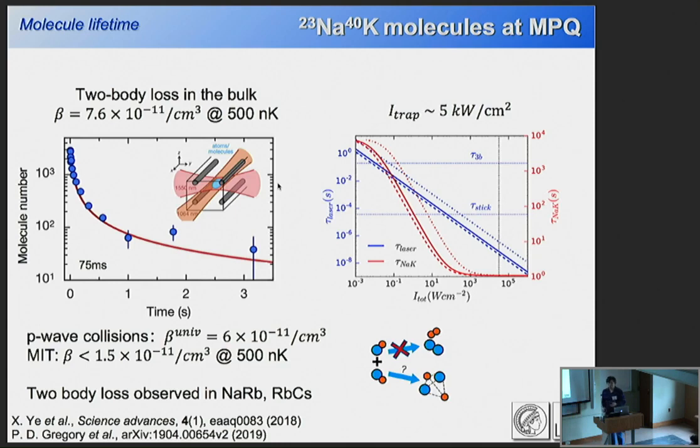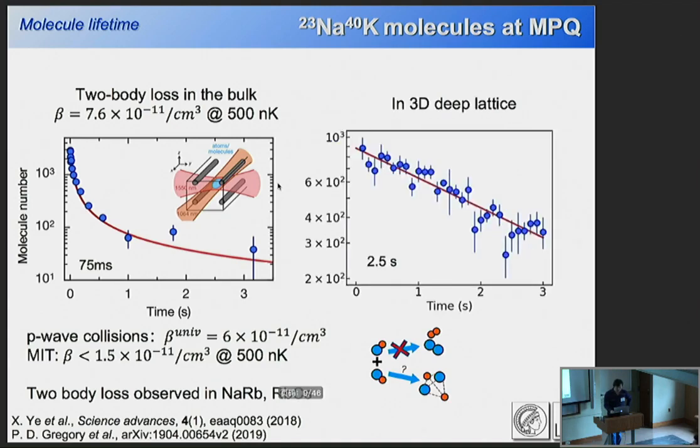So we don't observe a long lifetime, even with a 1550 nanometer here. But we can load the condensate and produce the ground state molecules into a deep 3D lattice. We can extend the lifetime to about 3 seconds. You can see it's not two-body, but instead exponential. This is mainly limited by the lattice technical noise. So it's a good starting point to continue with this rotation manipulation.